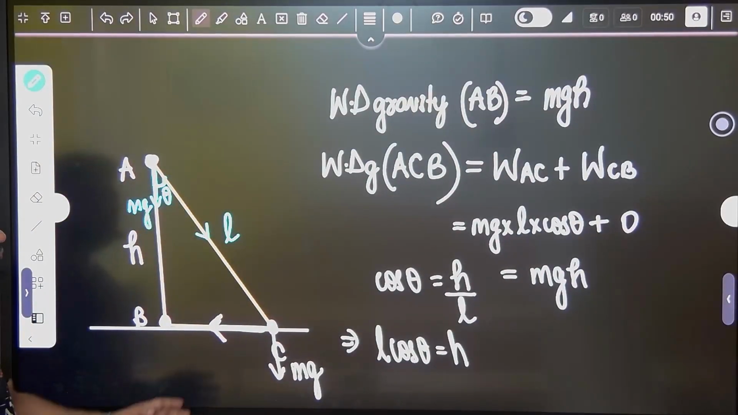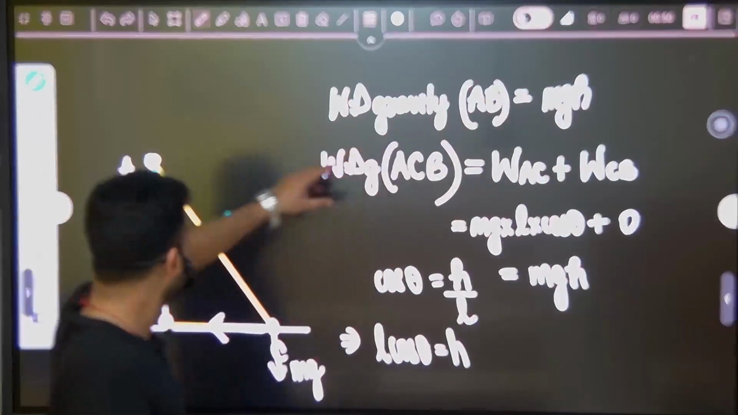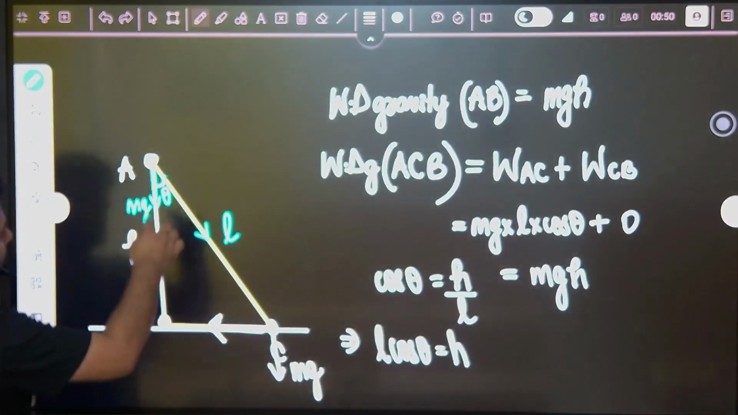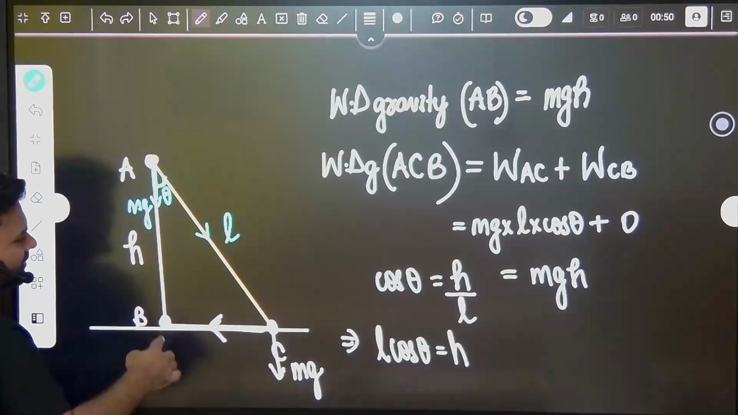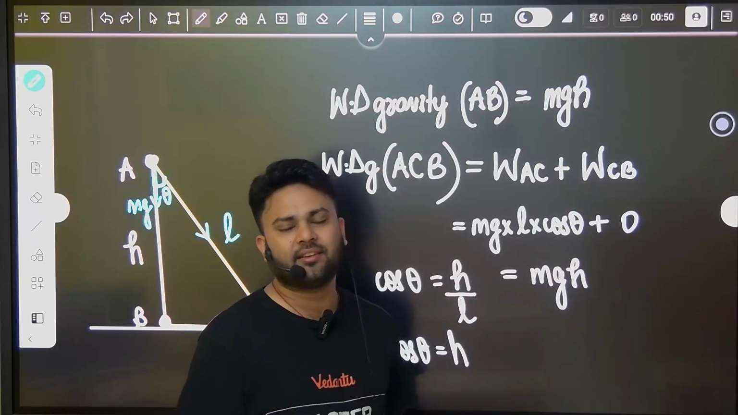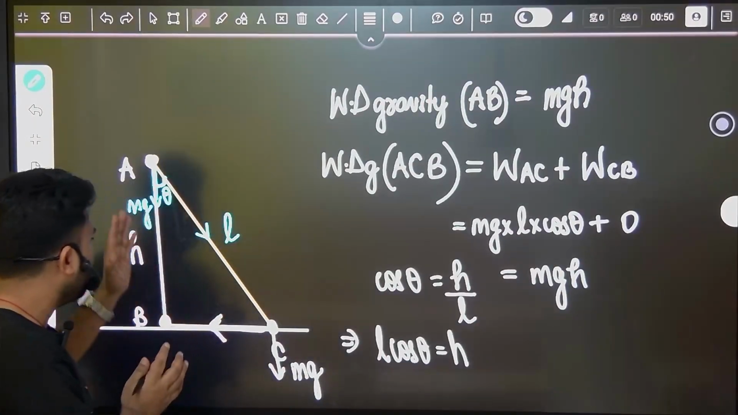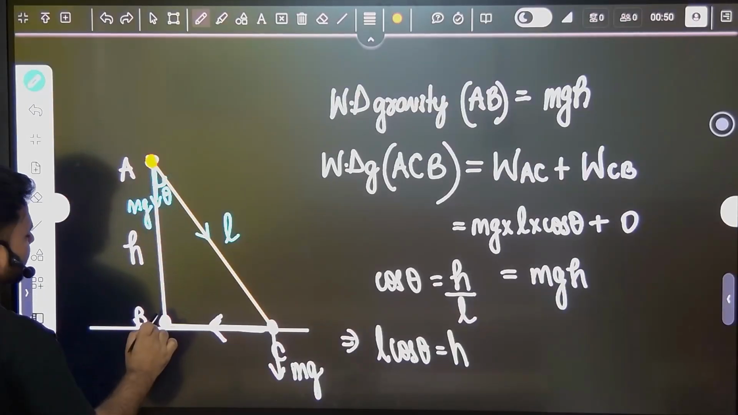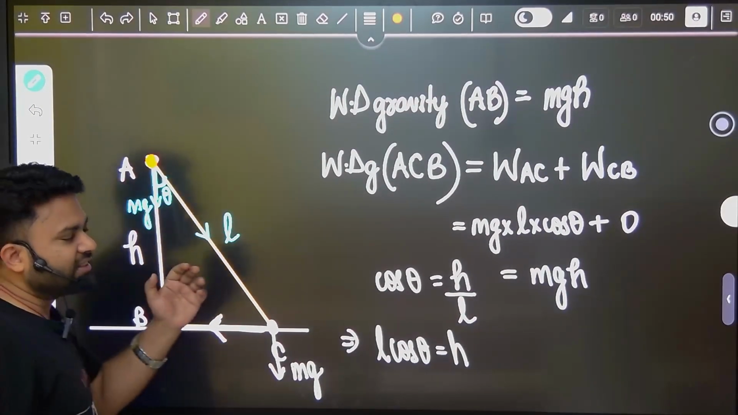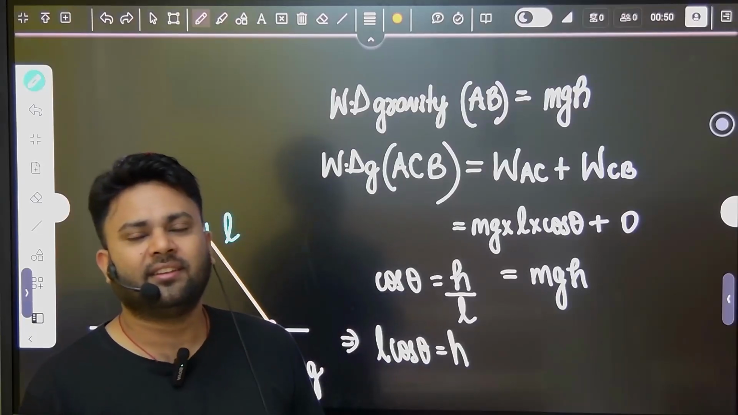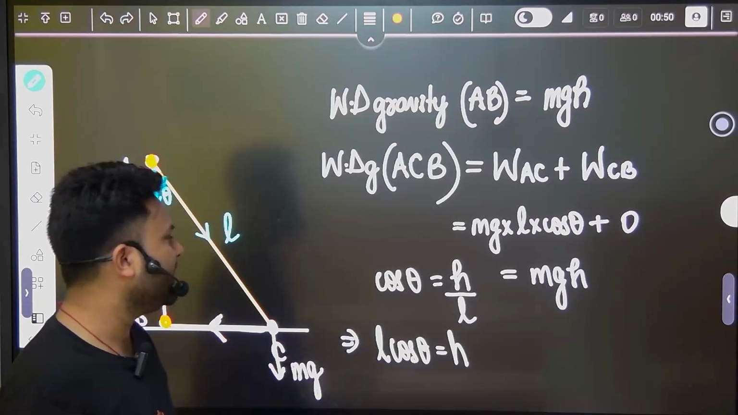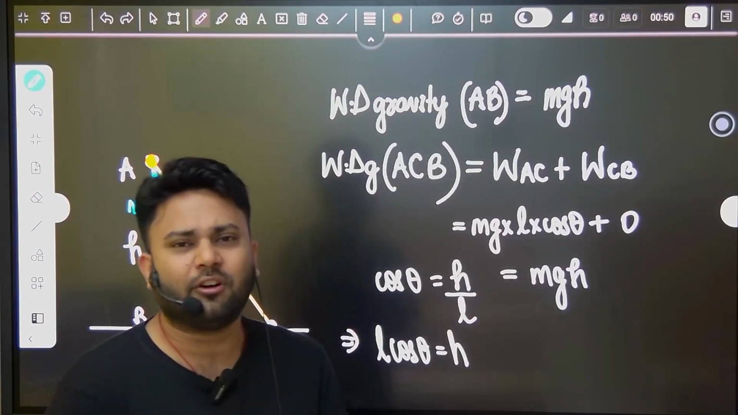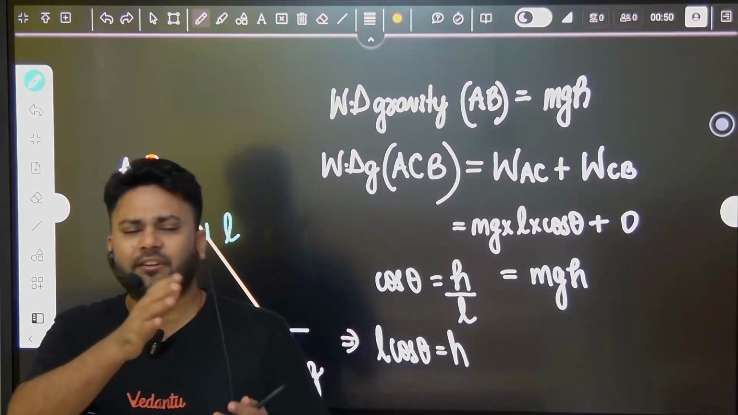So see, whether you followed path A to B, the work done by the gravity is mgh. Whether you followed the path A to C, C to B, the work done is mgh. Means work done does not depend upon path. It just depends upon initial position and final position. So these kind of force, gravity, these are conservative force. Correct? So we have proved how this gravity is a conservative force and what is the meaning of this initial path, final path, different path and all. Correct?